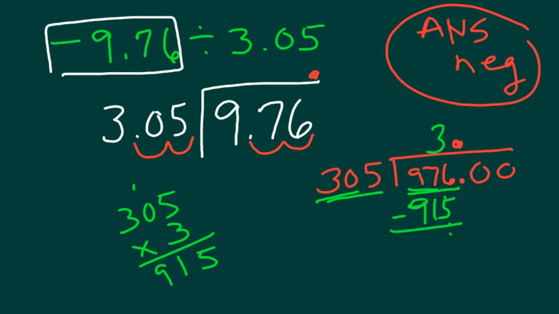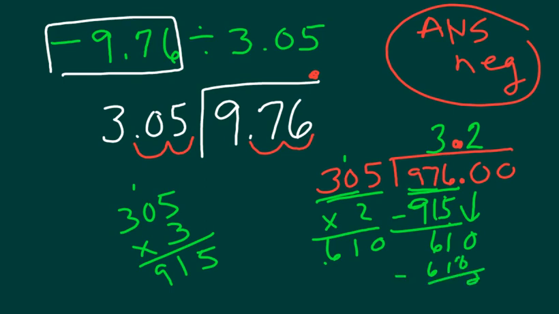Okay, then I'm going to subtract, and I get 61. And I bring down one of my added zeros, and I say, well, 305 looks like it would go about 2 times into 610. So, times 2, oh my goodness, that gives me 610. How exciting. And I'm done, because that's going to give me 0. So, 3.2 is the answer.